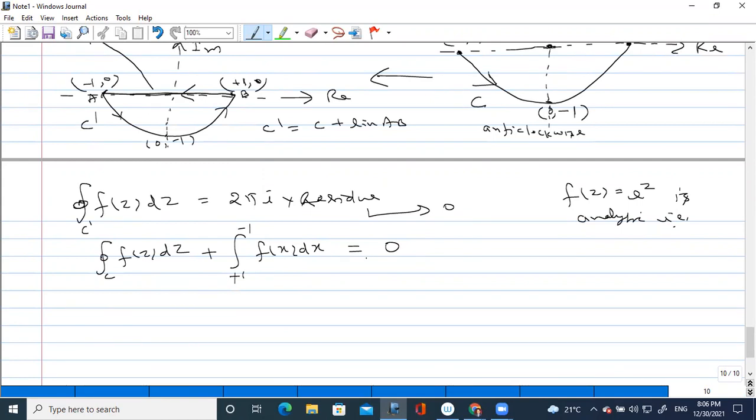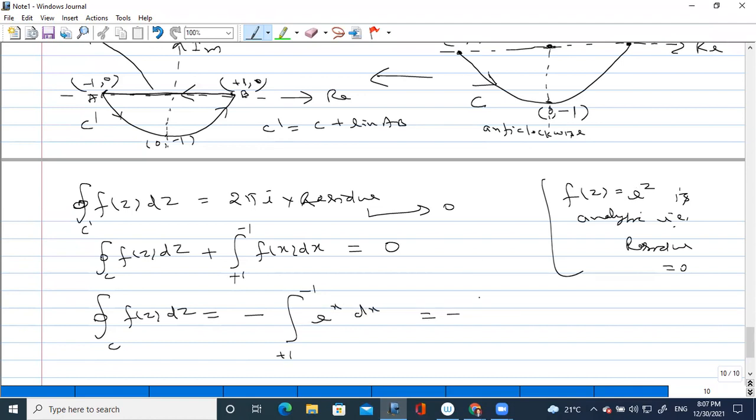So this is what I need to do now, because this is analytic. So here the residue will be 0. So this is my original integral. What I want will be equal to minus the integral from +1 to -1 of f(x) dx. In place of f(z), I will write f(x). So f(x) will be e to the power x dx. That will be minus of the integral of e to the power x, with limits +1 to -1. The answer is minus of e to the power -1 minus e to the power 1. So the answer will be e to the power 1 minus e to the power -1.